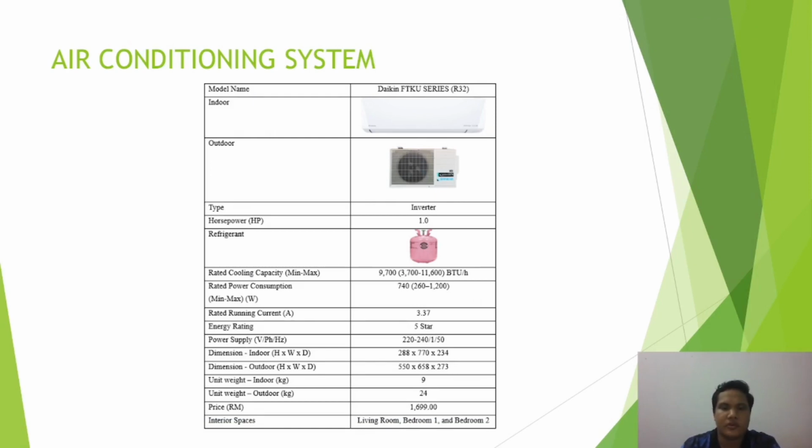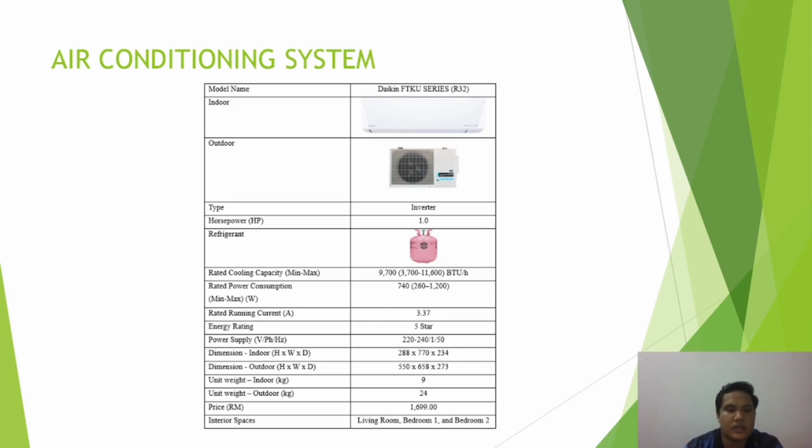So today I would like to present about the air conditioning system. After our group did some calculation, we found our house only needs an aircon of 1.0 horsepower. After we did some research, we found the Daikin FTKU series R32 is the best aircon. Why do we choose this series? Because first, the type is inverter. As you know, the inverter is very good for saving our electric bill.